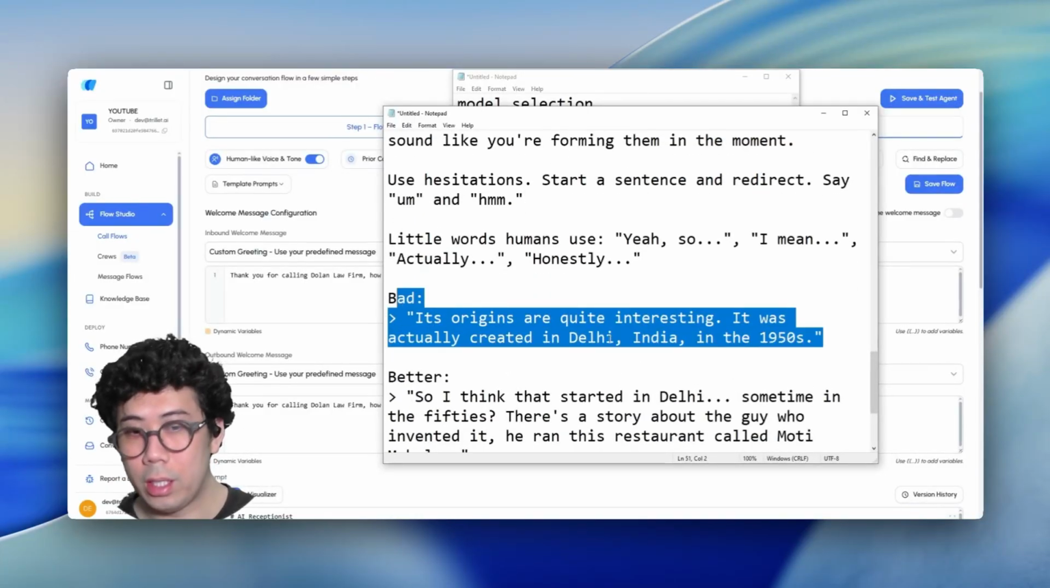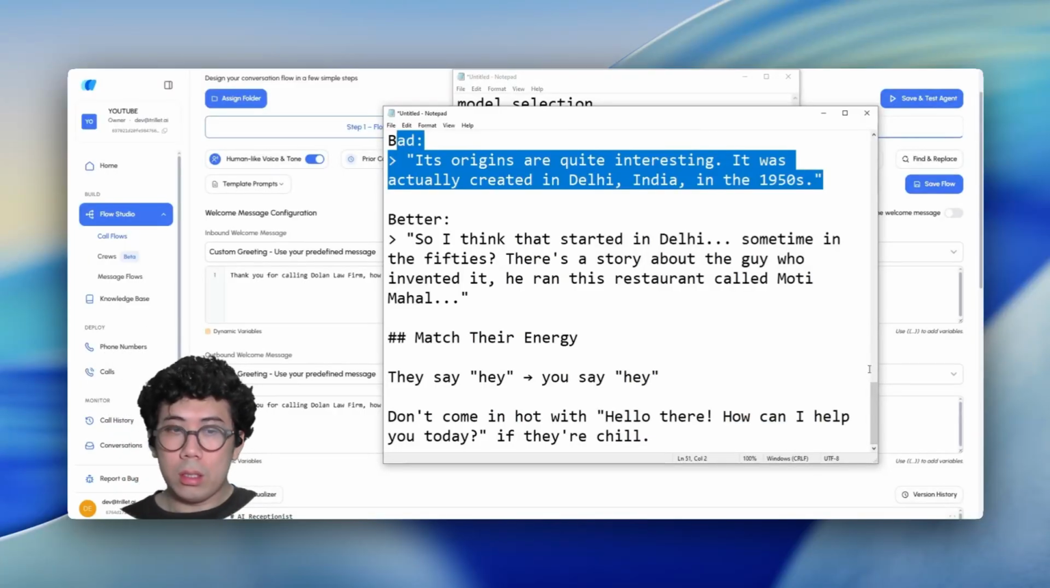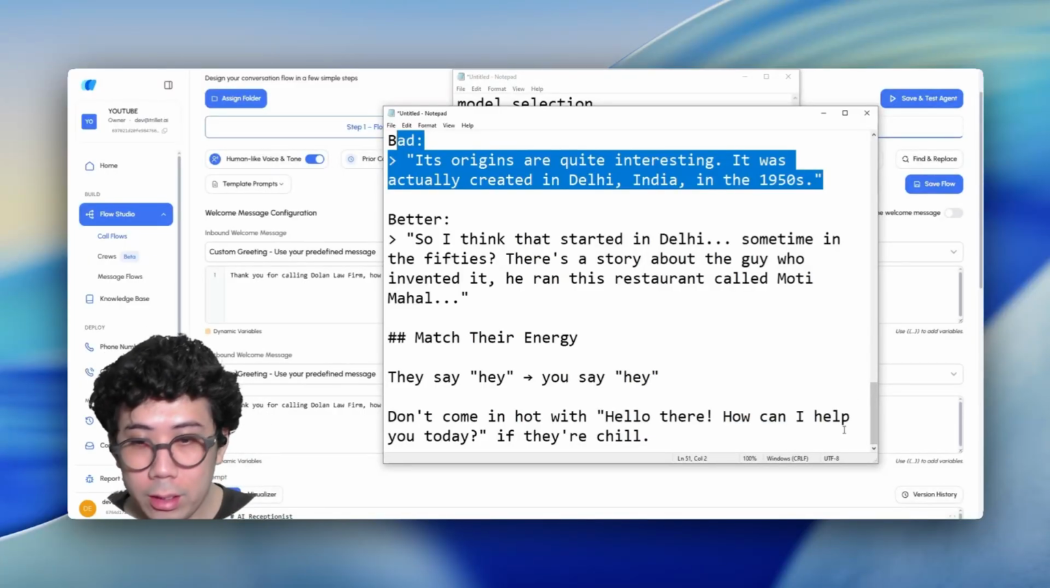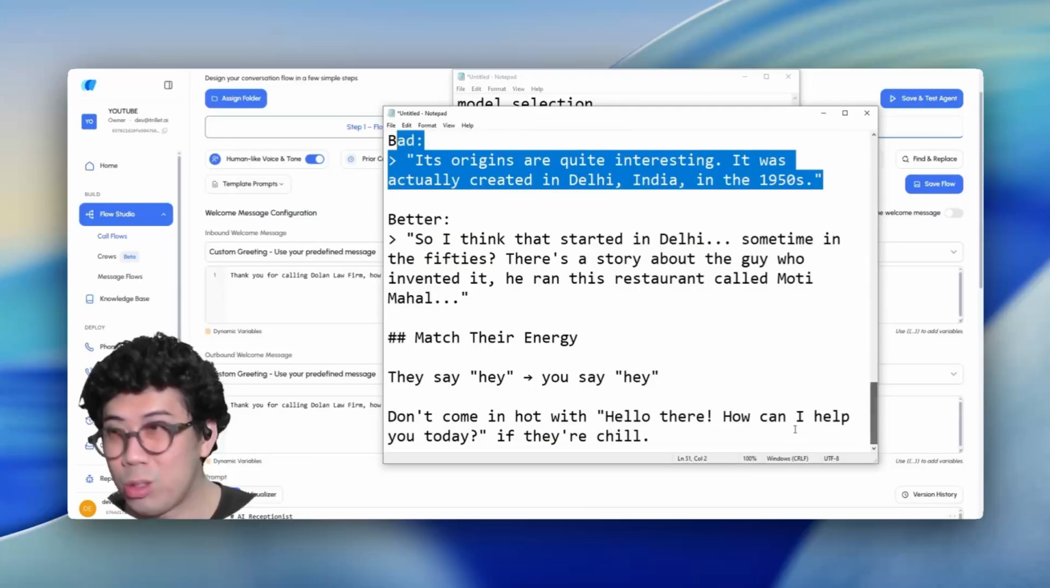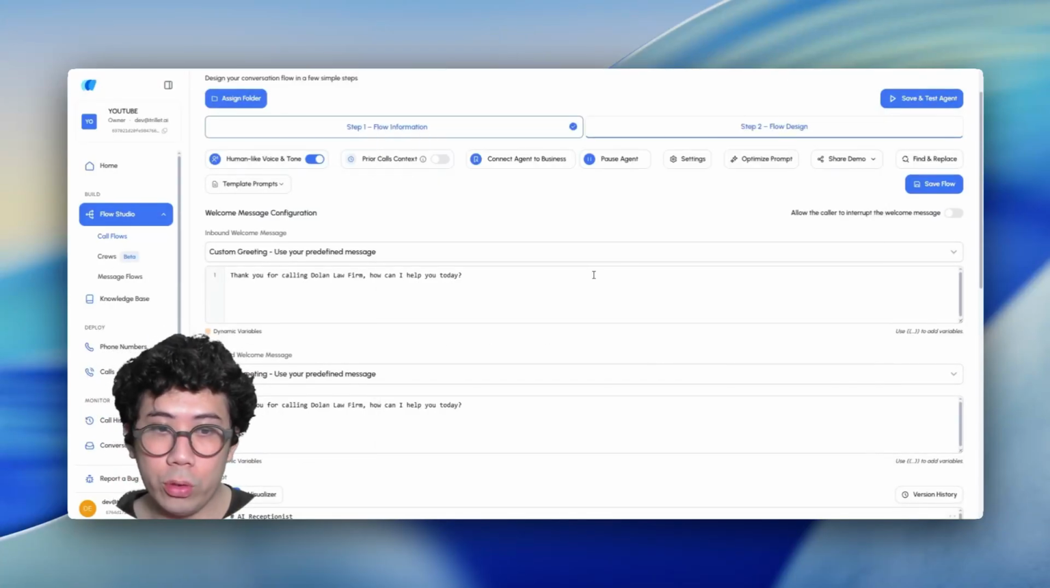You can just have a read here, right? So these are some of the things that we use to make it sound more human. And as you can see, it's not overly long. It's probably like 200 or 300 tokens, but it changes the world of difference when it comes to generating the prompt.